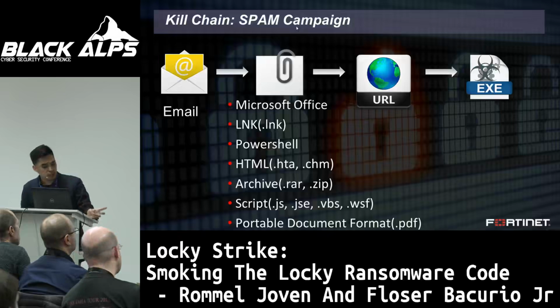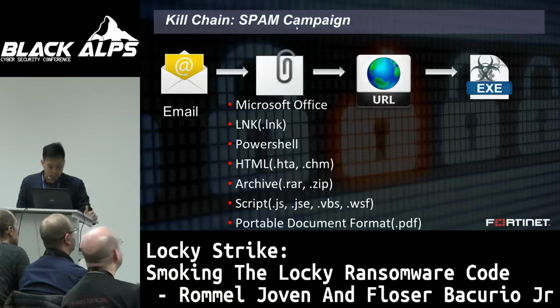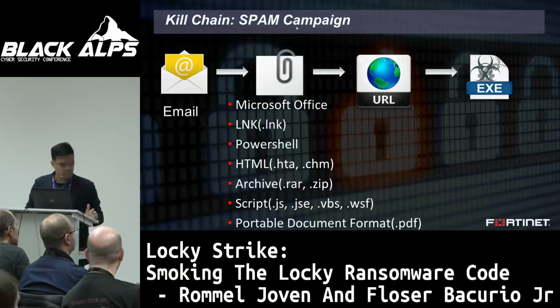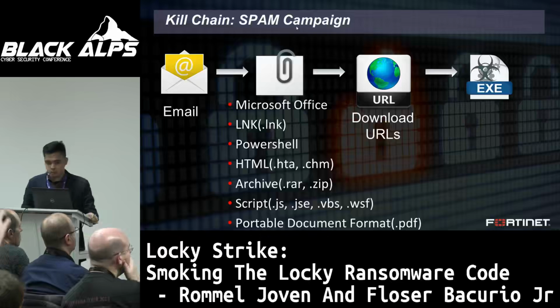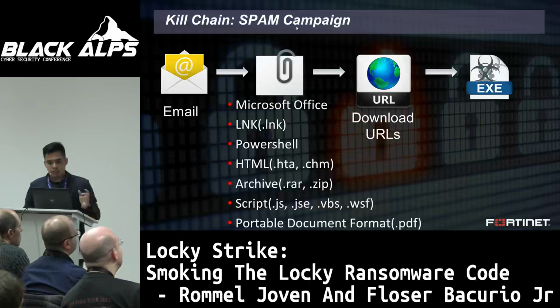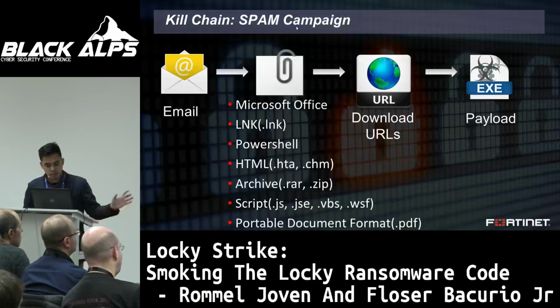These are the files that we observed: Microsoft Office, which is Word, Excel, or PPT. We have LNK, PowerShell, HTML, archive, script, and PDF. So Locky uses a lot of file types. And then next is the download URLs. This is where the payload is stored. These are usually legitimate sites that have been compromised. And next is the payload, Locky. It is pretty straightforward.